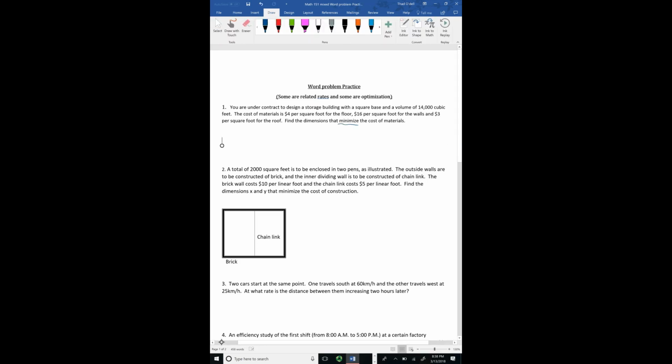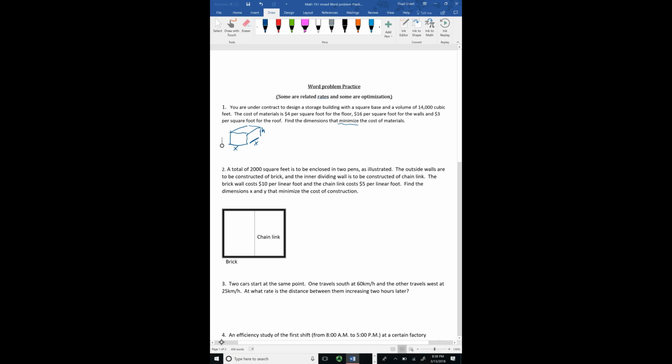So minimize is the dead giveaway. That means we're trying to optimize this. So we need to find the dimensions that minimize the cost of materials. What we're building here is basically a box. The building is a box, and it says that it's a square base, which means we can call this x and that x. And then we just need a different variable for the height, like h.